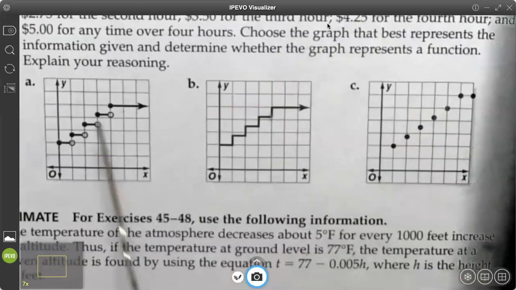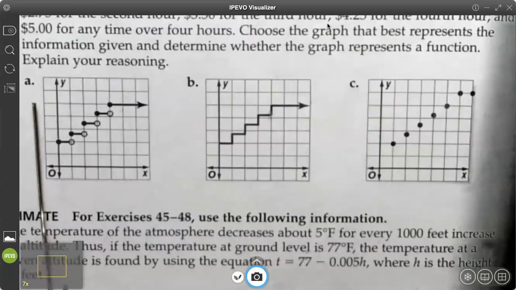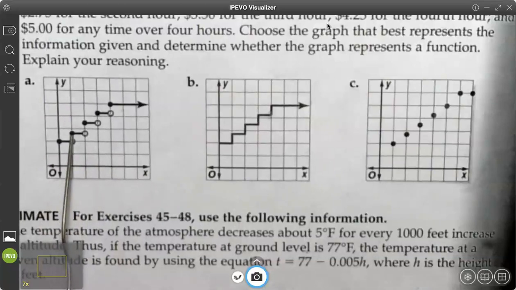Try these three. Yes or no? Are they functions? A, the answer is yes, it is a function. At no point did my vertical line cross twice. When my x value was 1, I only had one y value right here. When my x value was 2, I only had one y value right there, and so on. Is B a function?